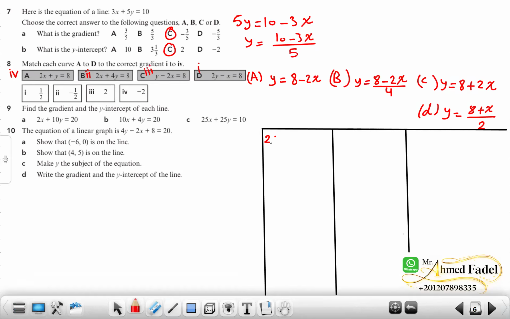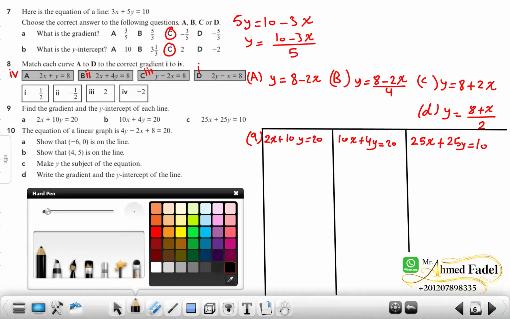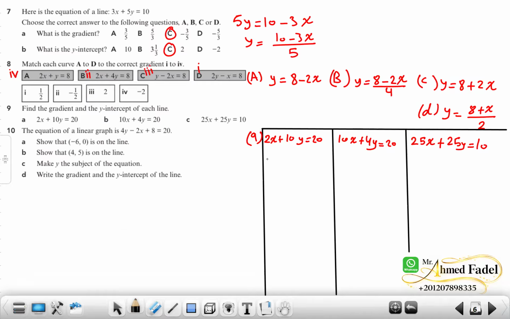I'm going to write this as a question with the red color. 2x plus 10y equals 20. And then I got 10x plus 4y equals 20. And then I got 25x plus 25y equals 10. This is question 9. Let's answer it. First, I need to make y the subject. So this is going to be 10y equals 20 minus 2x. Then y equals 20 minus 2x over 10.